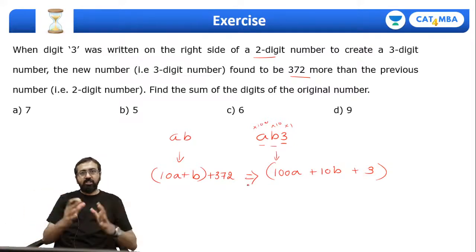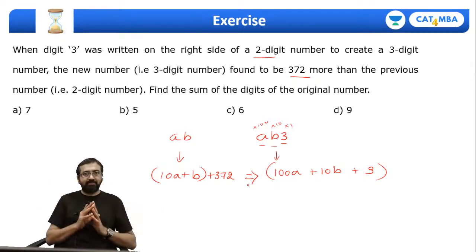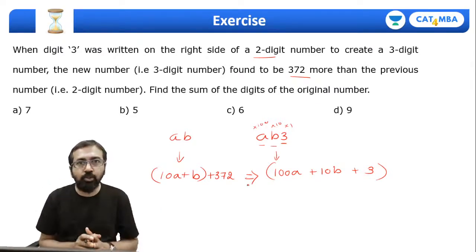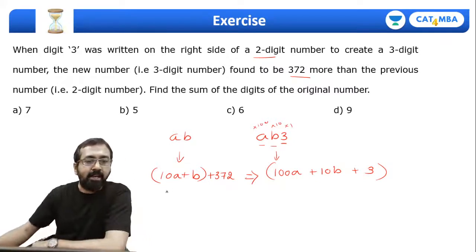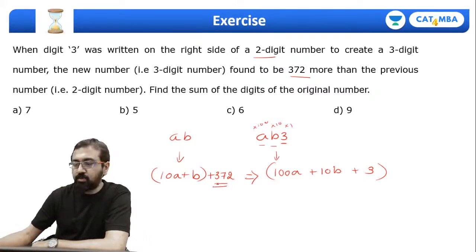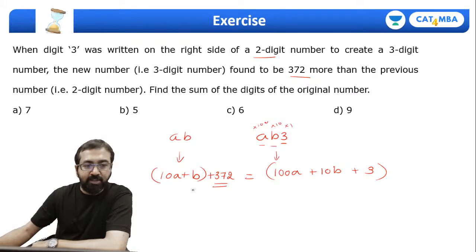Have you all understood this equation? Forming the equation is very important. You should be able to comprehend the given data. So this is what we are trying to do in this question. So 10A plus B plus 372 is equal to the new number, that is 100A plus 10B plus 3. Now see, this question is again going to be tricky. If I simplify this, what will I get?